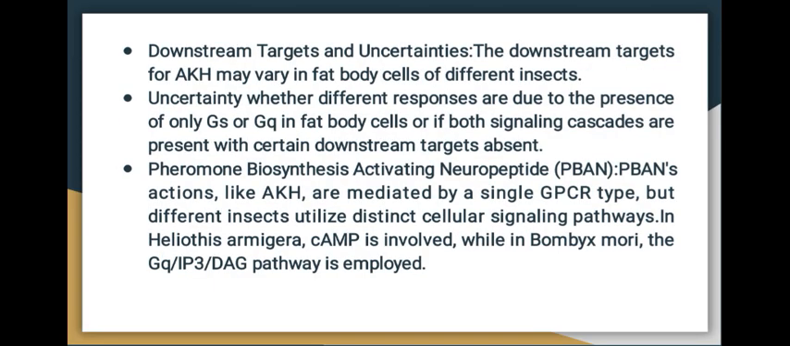Downstream targets and uncertainties: the downstream targets for AKH may vary in fat body cells of different insects. It is uncertain whether different responses are due to the presence of only Gs or Gq in fat body cells, or if both signaling cascades are present with certain downstream targets absent. Then pheromone biosynthesis activating neuropeptide: PBAN's actions, like AKH, are mediated by a single GPCR type, but different insects utilize distinct cellular signaling pathways.